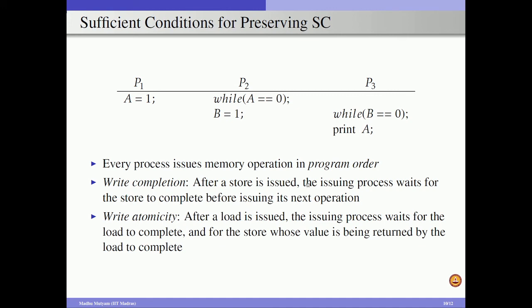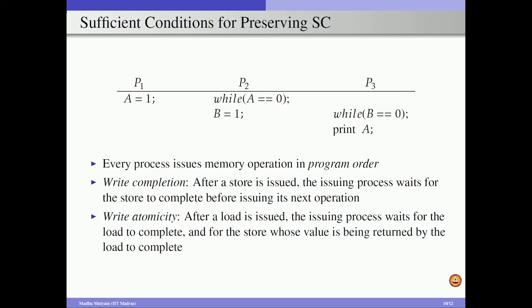So, these are the sufficient conditions to ensure the sequential consistency. In summary, when we want to maintain sequential consistency, we have to go for this set of conditions. These are write atomicity, which ensures that you cannot proceed with any instruction subsequent to a load instruction unless the load is completed, as well as any store which is supplying the value to this load is also said to be completed. And we also have to maintain the write completion, where when we issue a store instruction, we cannot proceed with subsequent instruction unless this store is said to be completed.